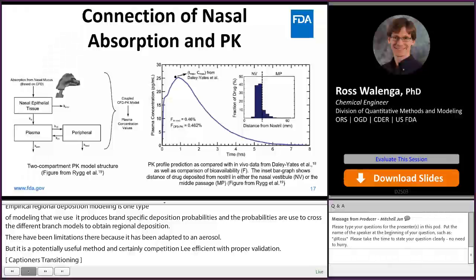Using a Cmax value from literature. So maybe not the strongest validation, but it gave some assurance that this model platform could be a useful platform. And so as you can see, you can validate your PK, and then you could also go back and validate your regional deposition, and then you would have local tissue PK predictions.